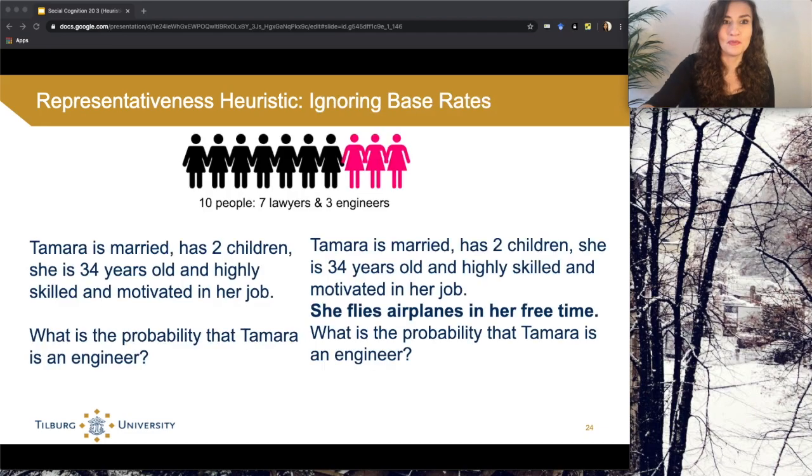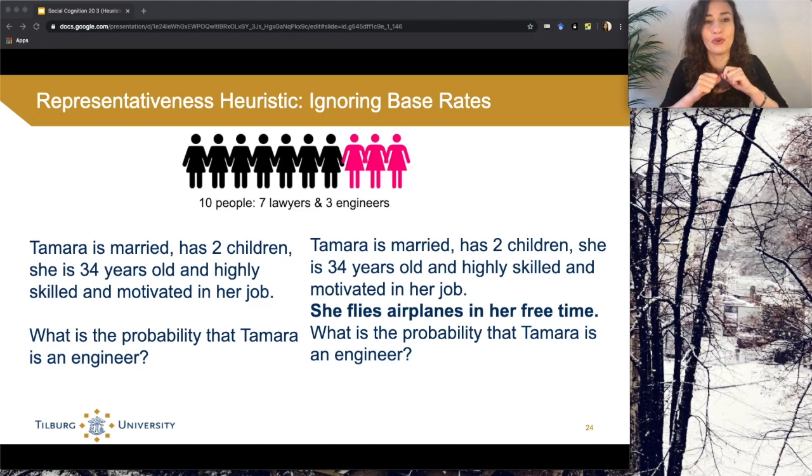All right. So if you've taken a look at this experiment, you will see that this is basically the task that I put. So in one group, that's the heads group, Tamara is described as married. She has 2 children. She's 34 years old and highly skilled and motivated in her job. And in the other, that would be the tails group, the same person, Tamara, is described as married, having 2 children, 34 years old, highly skilled and motivated in her job. And we have one additional piece of information about her, which is that she flies an airplane in her free time. Now, we are in both cases supposed to judge what the probability is that Tamara is an engineer.